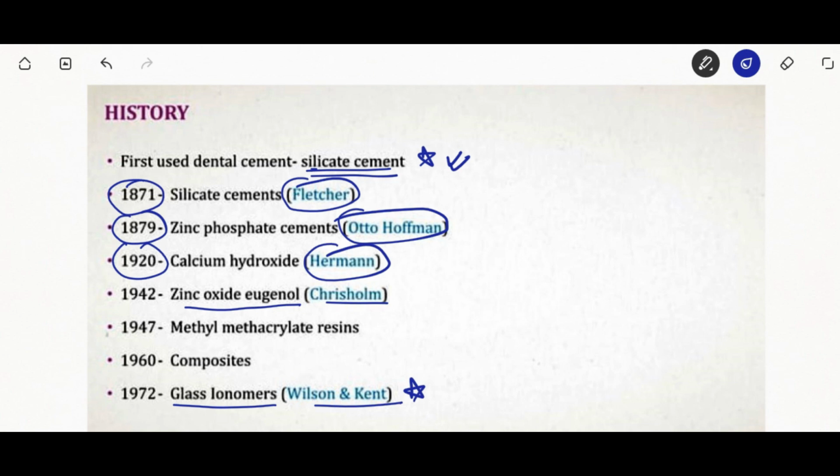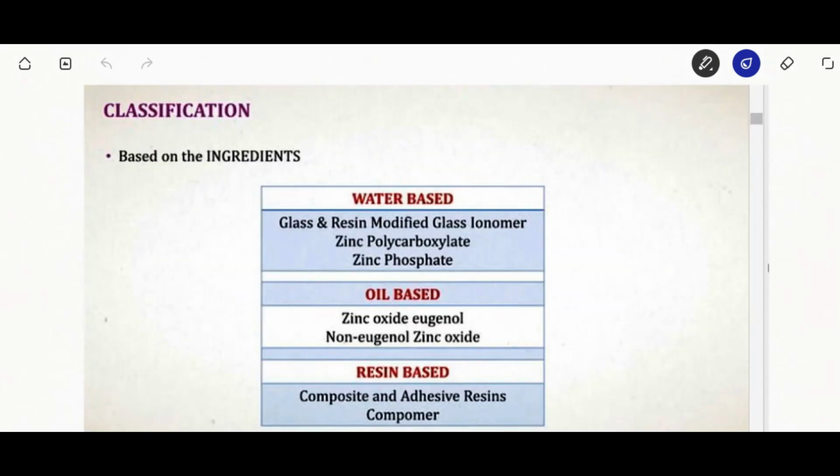So for entrance exam you have to remember who invented glass ionomer cement. It was Wilson and Kent. Who invented silicate cement? It was Fletcher. And calcium hydroxide, it was Hermann.